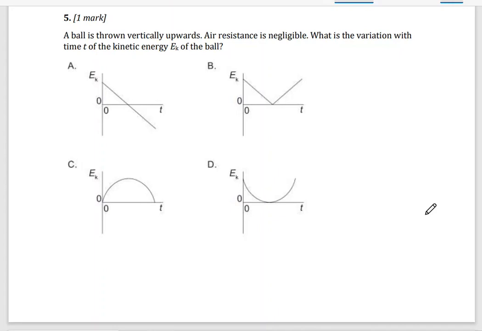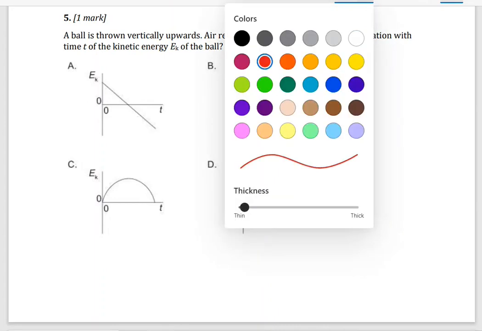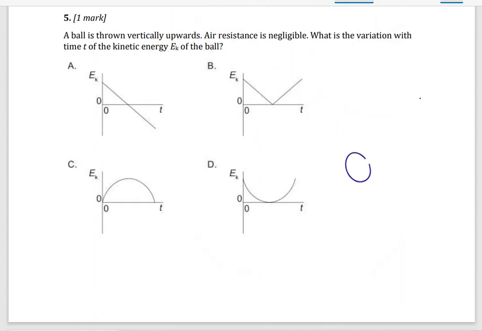Now we reach question number 5. We have a ball thrown vertically upward. Air resistance is negligible. What is the variation with time of the kinetic energy of the ball? Now you have a ball thrown upward. So I will start with maximum velocity. The initial velocity will be maximum. That means the kinetic energy as well will be maximum.